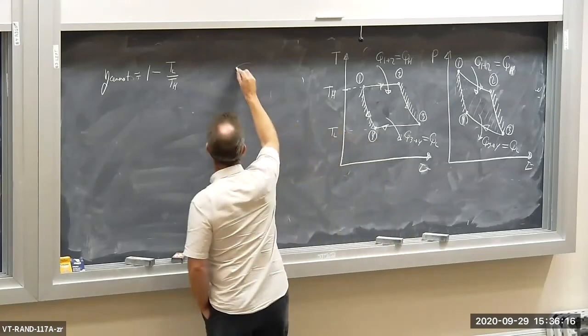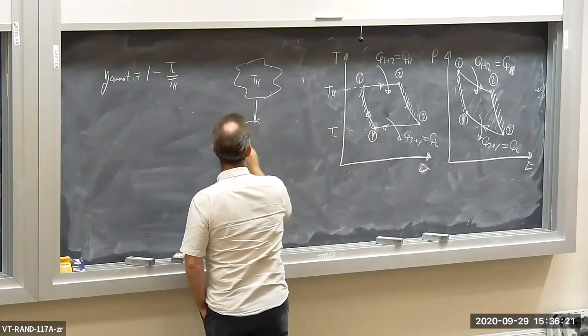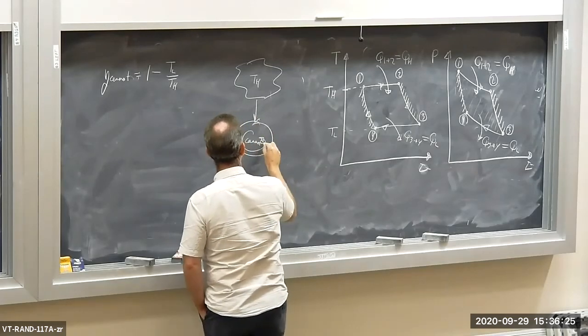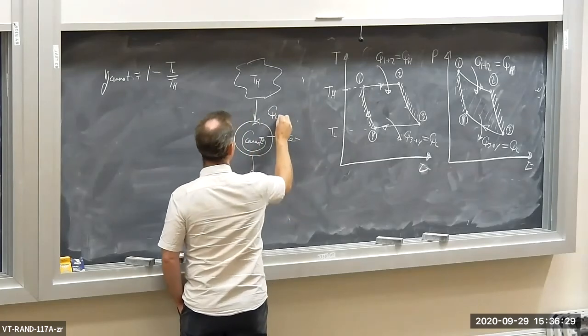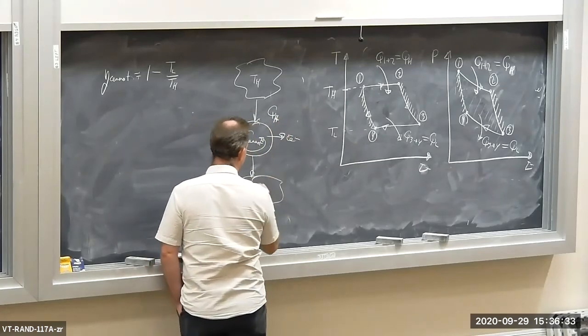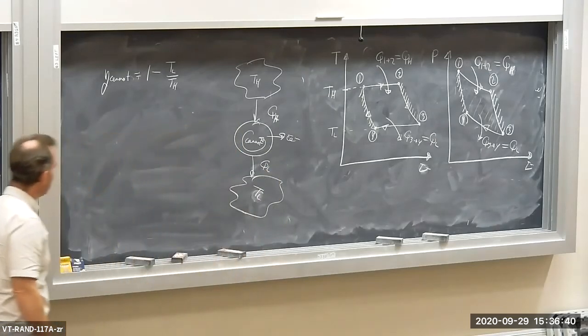And again, the picture here is we have a high temperature reservoir, we have a Carnot heat engine producing a certain amount of work over the cycle from a certain amount of heat taken from the high temperature reservoir and rejecting the excess heat to the low temperature reservoir. So that's what's going on here.